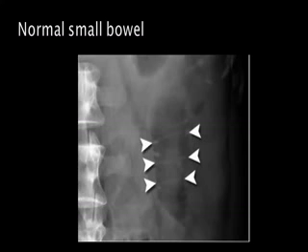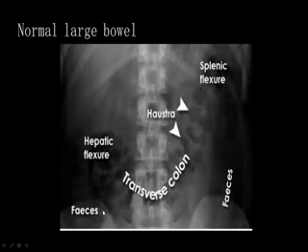On the contrary, in large bowel, the mucosal folds are called haustra, but they won't be seen through and through. Another difference is that large bowel will be seen in the more peripheral area of the abdomen, while small bowel is seen in the more central area. So this is for large bowel. This is the hepatic flexure, this is the splenic flexure of the colon.